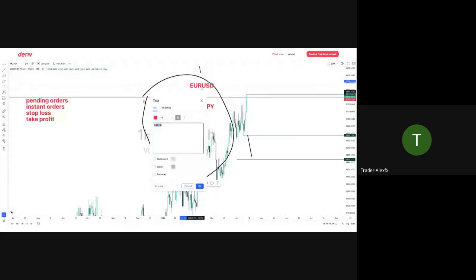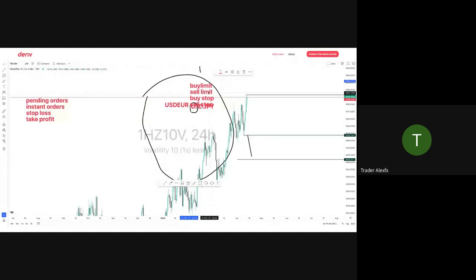Under the pending orders, we have the buy limit, the sell limit, the buy stop, and the sell stop. Don't worry, I will explain all of this. These are very, very useful, even when it comes to trading fundamentals. I'm talking about these pending orders.